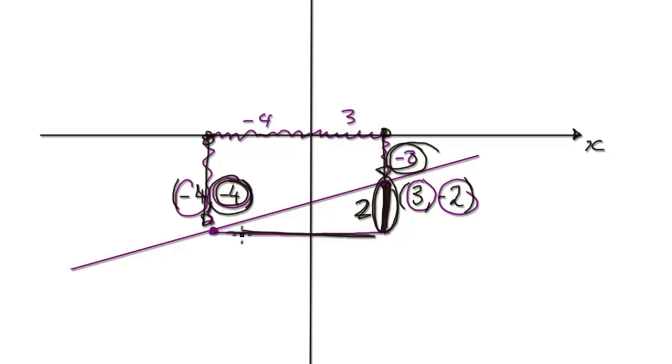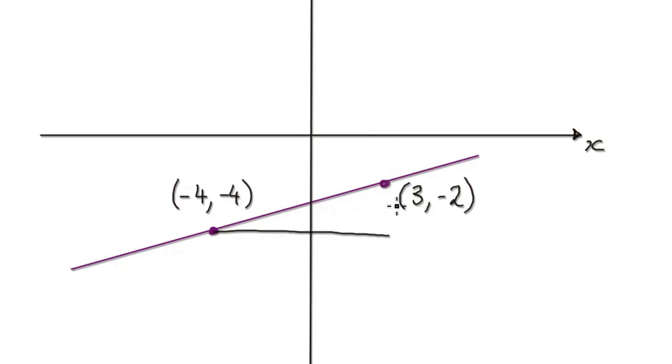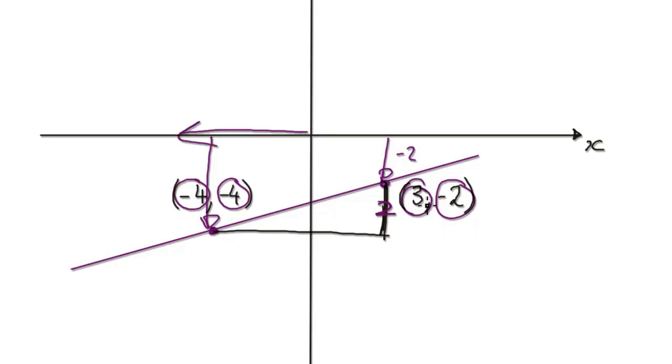So let's start again here. To obtain this height here, you should be looking at this and looking at this. You've gone -4 down here, and here you've gone -2 down. The height here would be 2. Okay, and then to obtain the width, you should be looking at this and at this. Here you've gone -4 back. Here you've gone +3 across. So the width here would be 7.